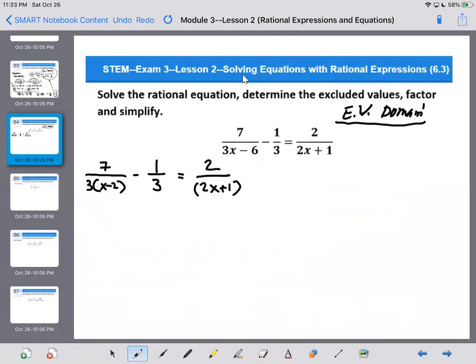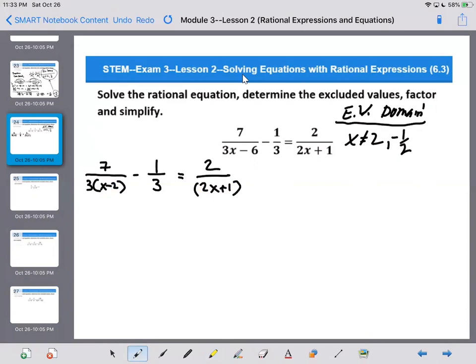So in this case, x cannot be 2. Just looking right here, x cannot be 2. And now you're looking here, 2x plus 1. So that would be subtract the 1 and divide by 2. So negative 1/2.